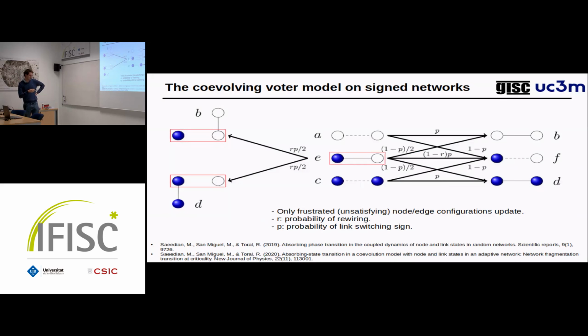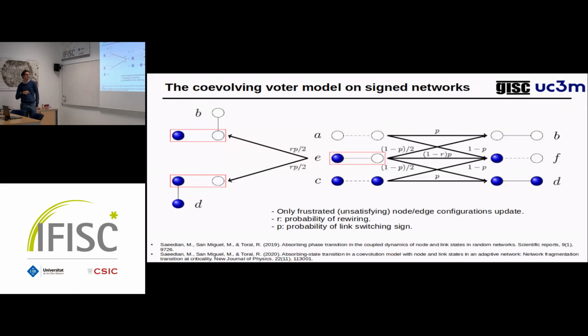What they did, well, not me, sorry. What they did is they basically considered that there are configurations that they called satisfying and configurations that they called unsatisfying. The satisfying ones are these ones here: either friends in the same state or enemies in different states. And the unsatisfying ones are enemies in the same state or friends in different states. What happens in their model is that the unsatisfied configurations move towards one of the satisfied ones through one of three mechanisms.